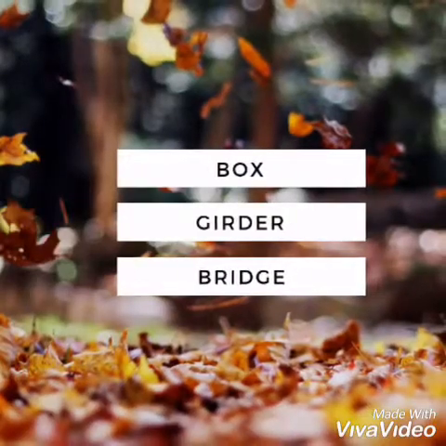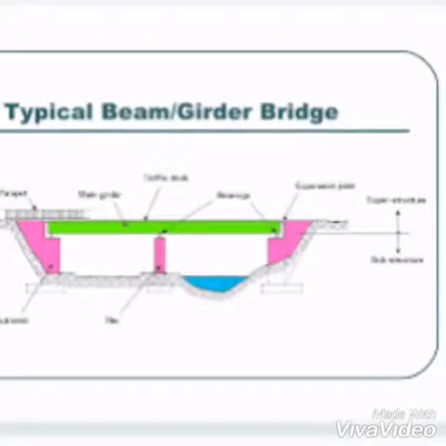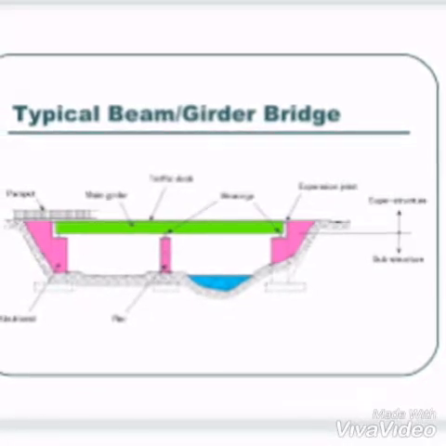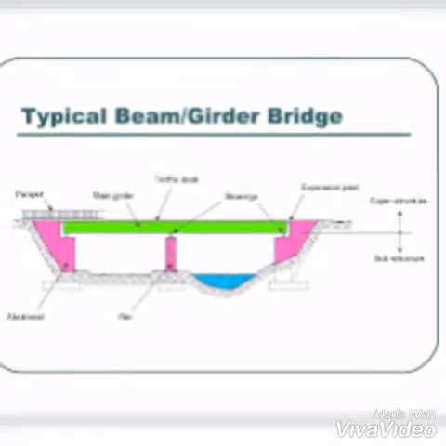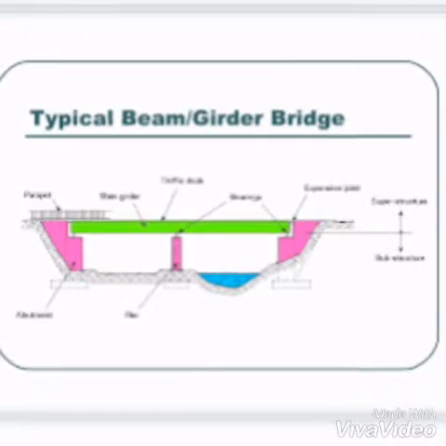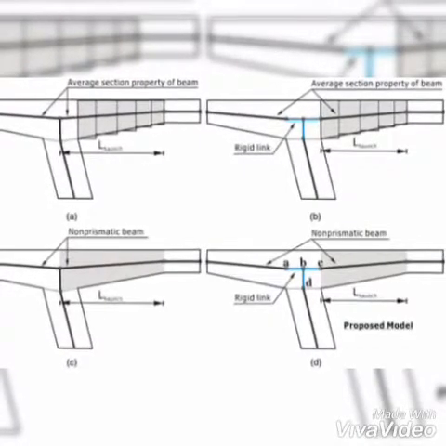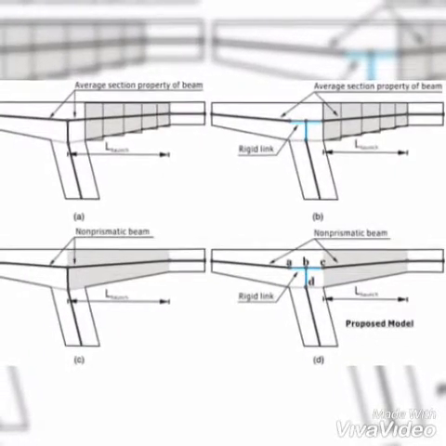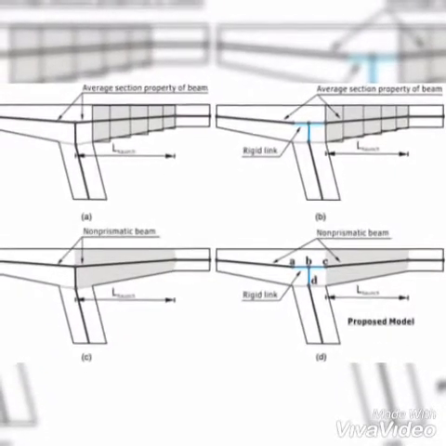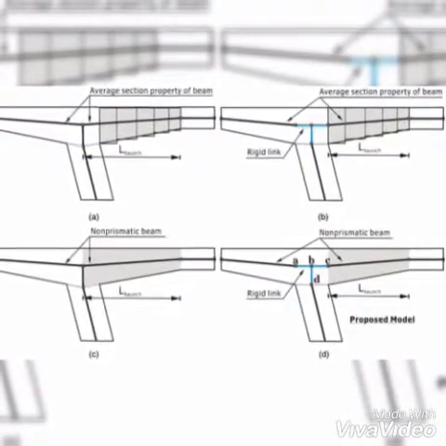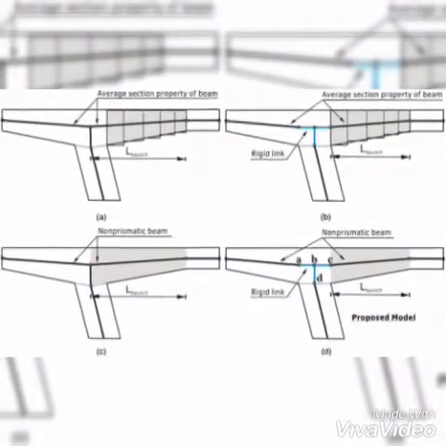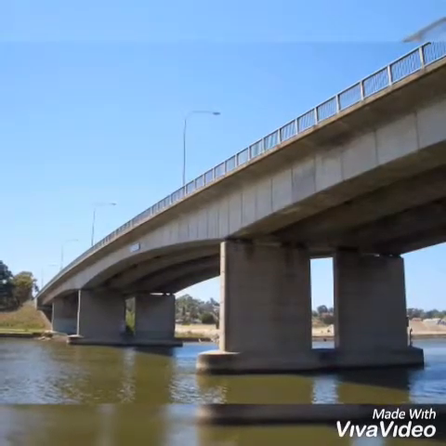Next, the box girder bridge. A box girder bridge is made of a key beam, which consists of a girder shaped like a hollow box. This type of bridge can be used as a long span bridge where the actual self-weight of the bridge has to be kept to a minimum. The box girder has high torsional stiffness, which increases the strength of the bridge.